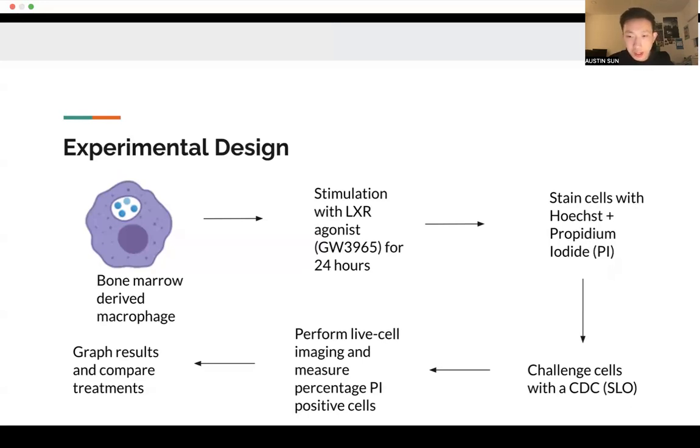And then at this point, we challenge the cells with a CDC. In this case, we're using a CDC called SLO. And then after that, we perform live cell imaging, and we're measuring the amount of PI signal within these cells. And we're comparing that to our baseline to see how much cell death is occurring once you add the CDC. And then finally, we will graph our results and compare the different treatments.